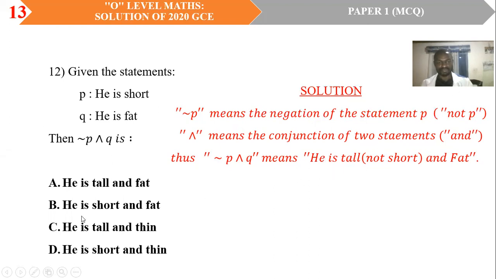Using our alternatives here, we see that the only opposite of short is tall. He is tall, in bracket, not short, and fat, because Q says that he is fat. So using and to combine these two means that he is not short and fat. So the only possible alternative here that best describes this situation is A. He is tall and fat.